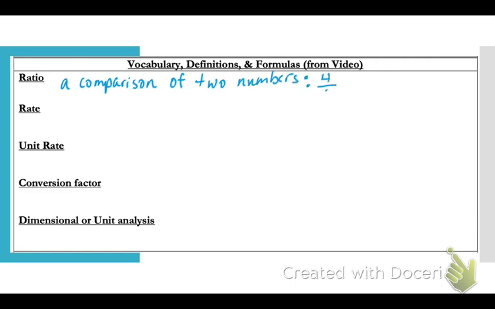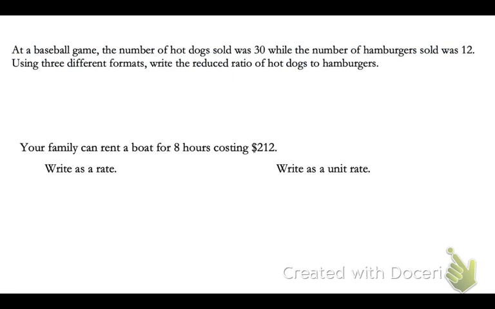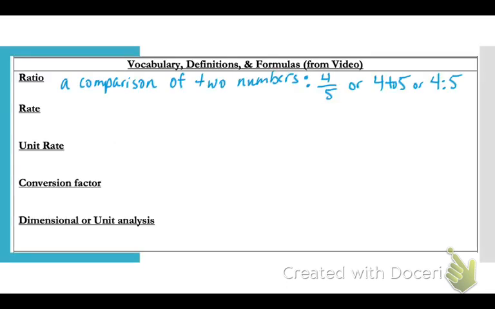So the first way is using a fraction bar. So an example is 4 and then a fraction bar 5, and we read that as 4 to 5. A second way we can write a ratio is using the word "to". So we could simply write 4 to 5. And then finally, using a colon, we still read it the same way as 4 to 5.